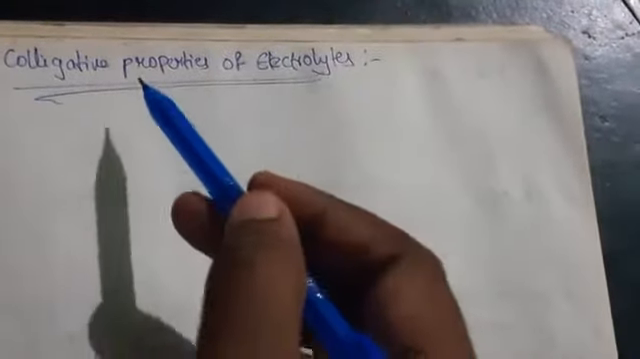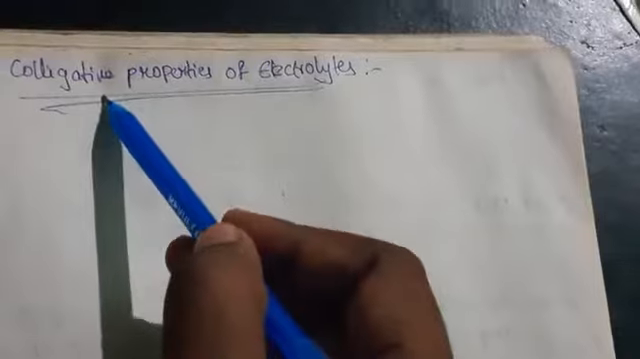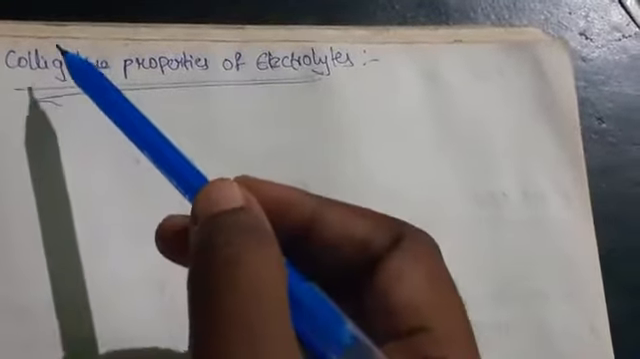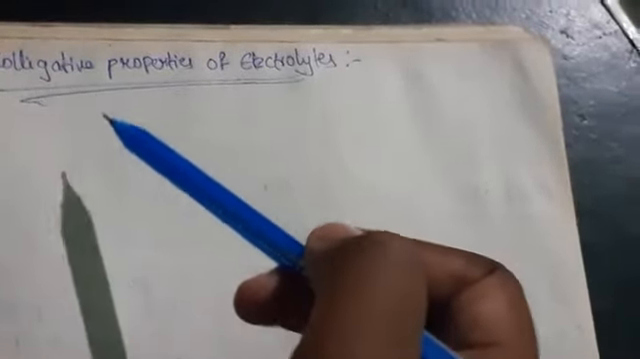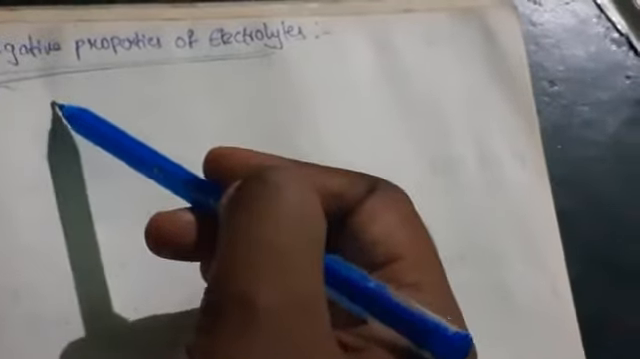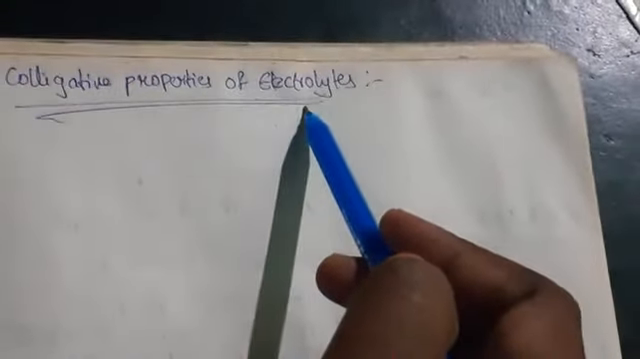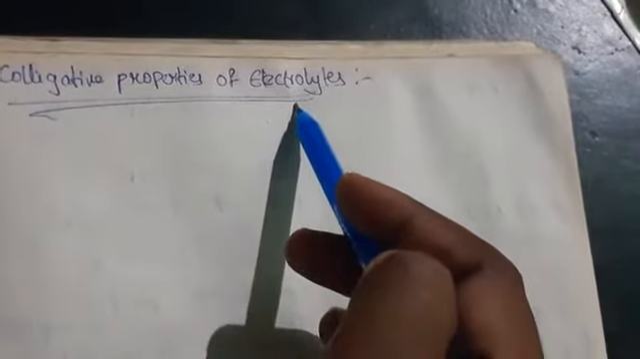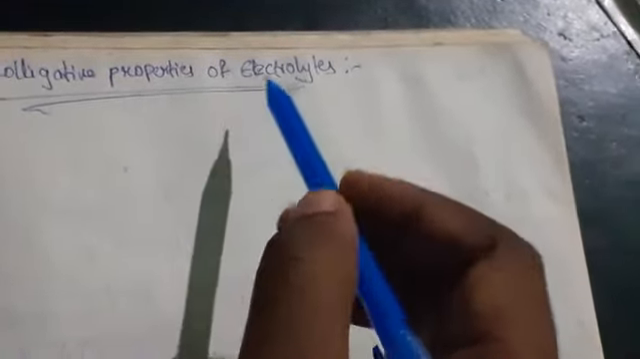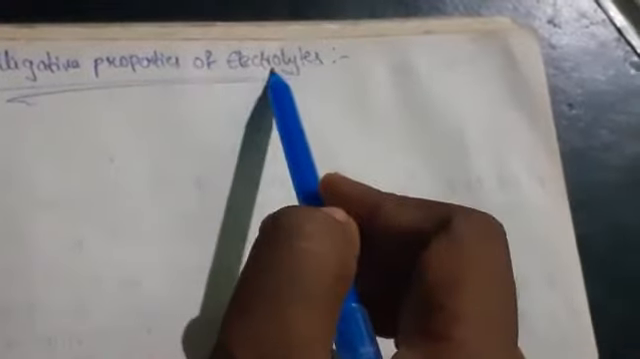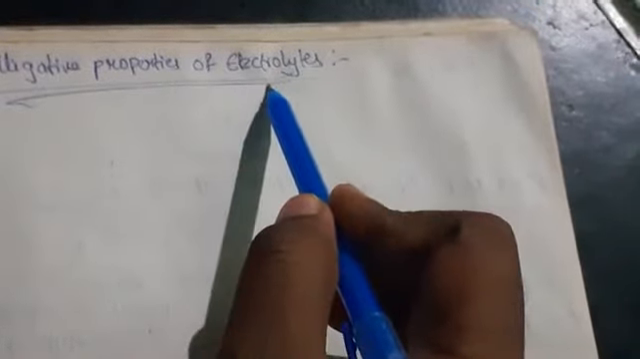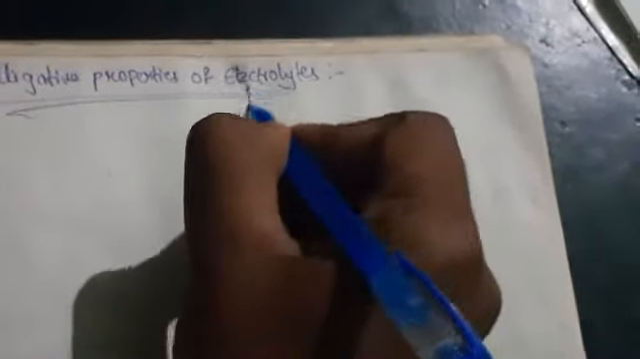So generally, what I have told you is that colligative properties of a solution depend on the total number of solute particles but not on the nature of the solute. So here, coming to electrolytes: what do you mean by electrolytes? The solute particles dissolved in water, the ions dissolved in water, we call electrolytes.